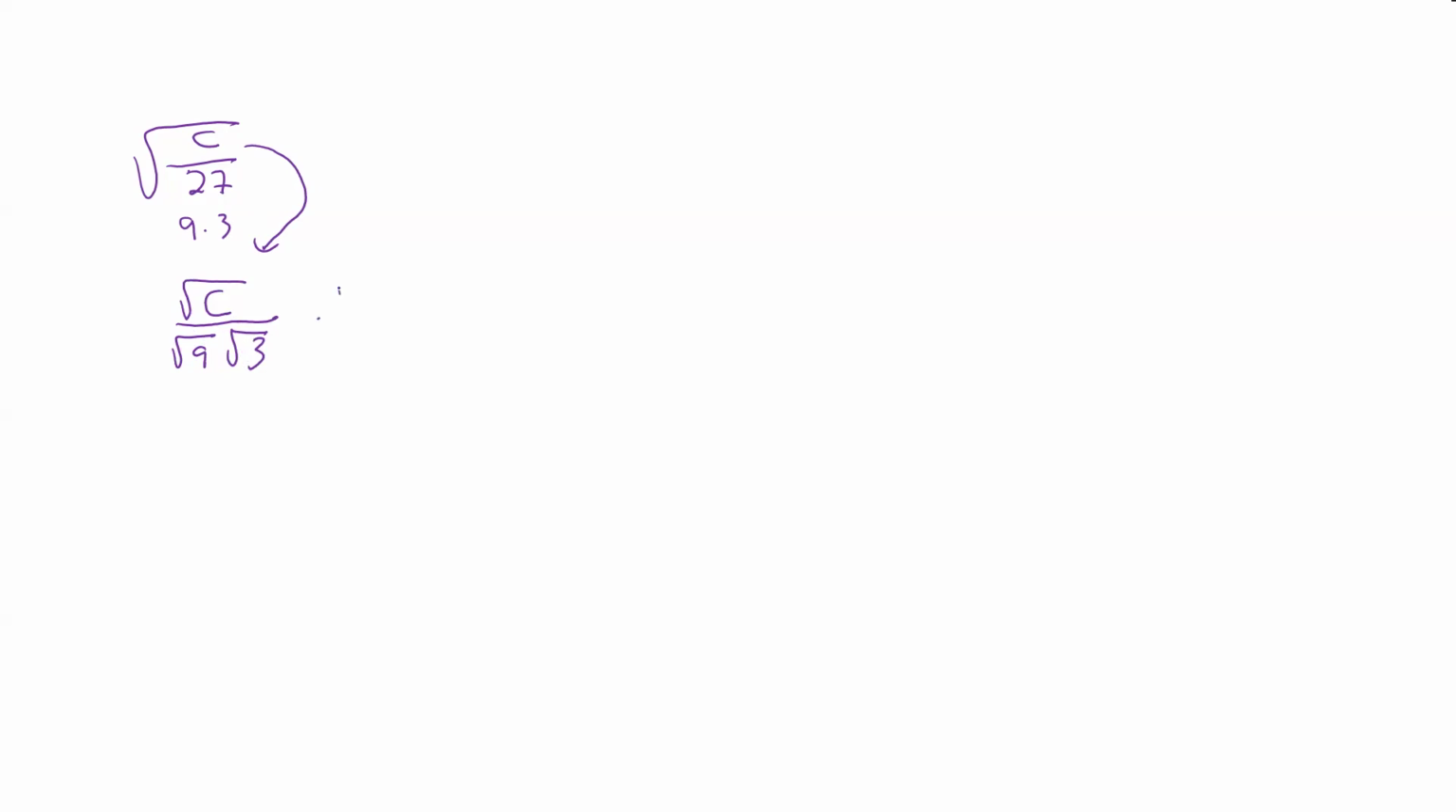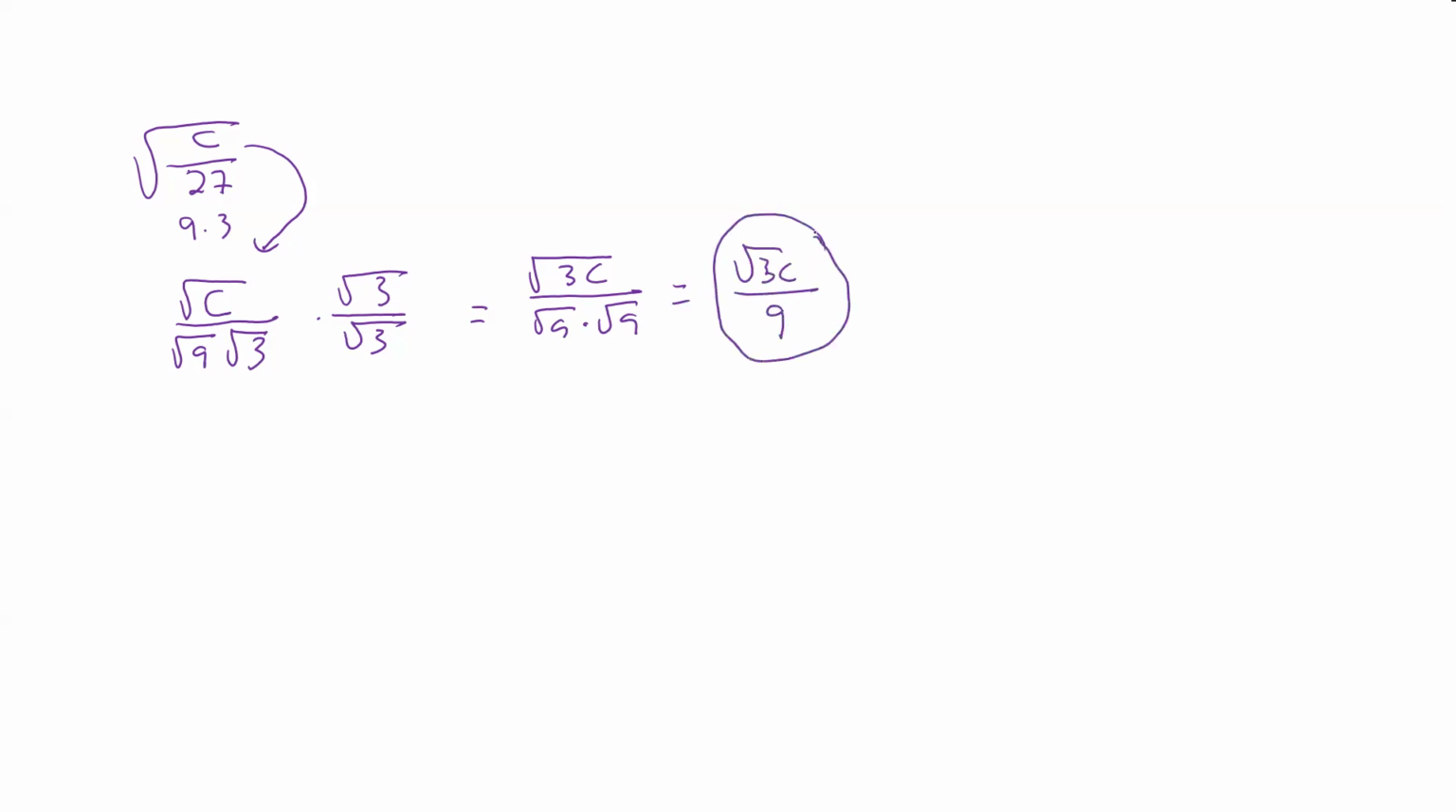So what we need to do is multiply by the square root of 3 over the square root of 3. And so when we do that, we're going to get what? Well, in the numerator, it's going to be the square root of 3c. The denominator is going to be the square root of 9 times the square root of 9. And so that's going to give us the square root of 3c over 9. And that would be our answer.